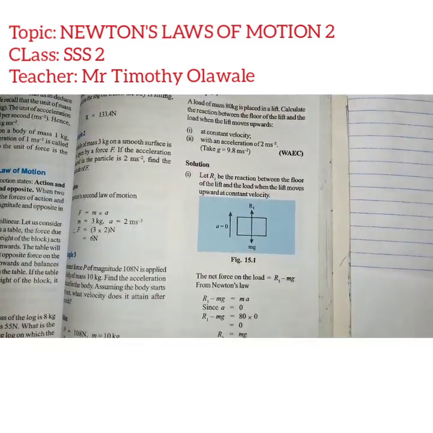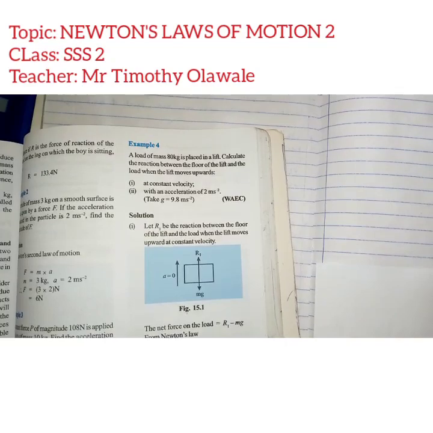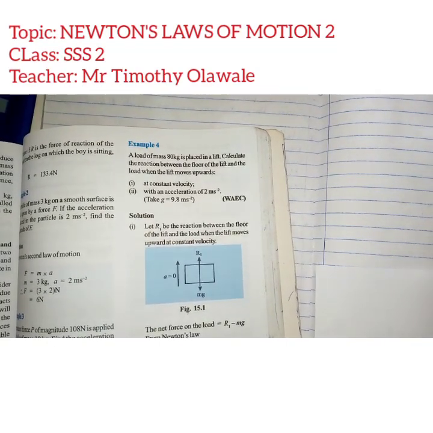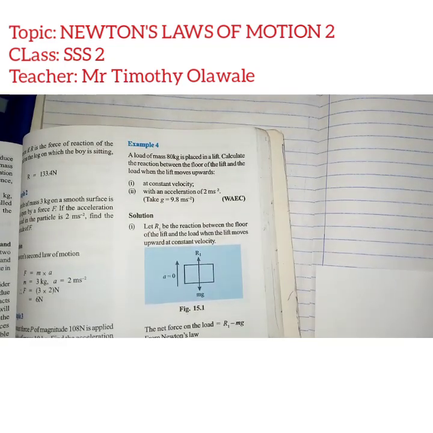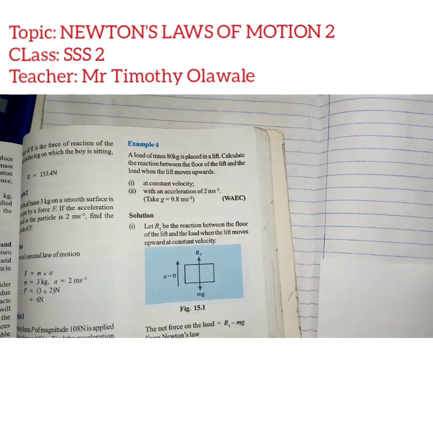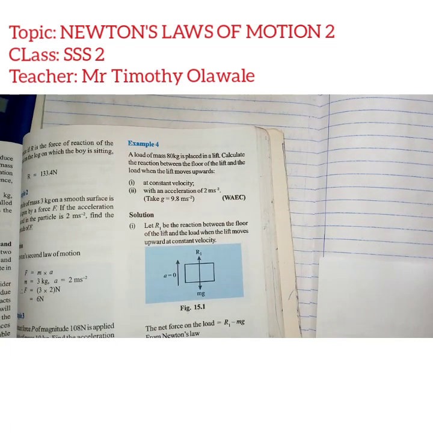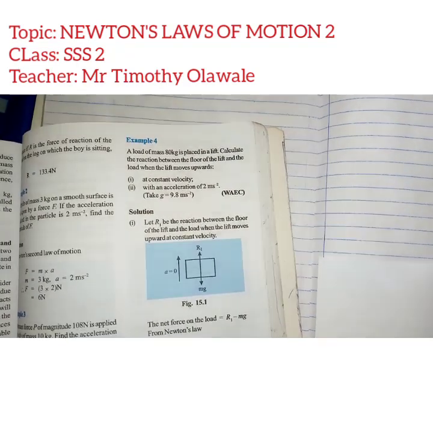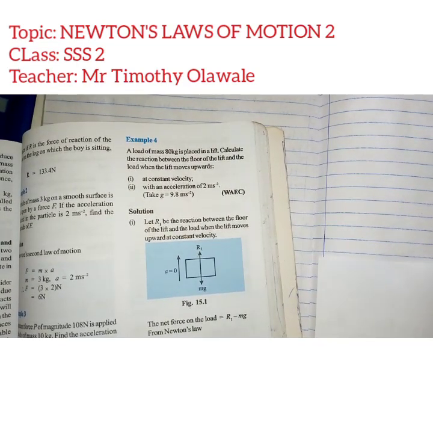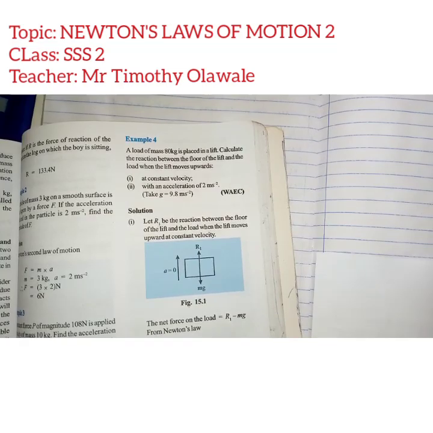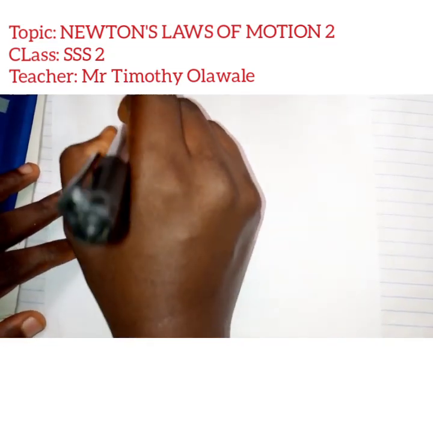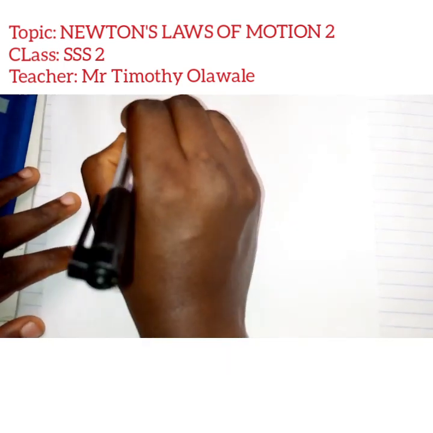All right, so let's take another example before we round off today's class. Example 4. A body of mass 80 kg is placed in a lift. Calculate the reaction between the floor of the lift and the load when the lift moves upwards, A, first at constant velocity, second at an acceleration of 2 meters per second. Now pay attention. So we have a lift. Solution. Pay attention.